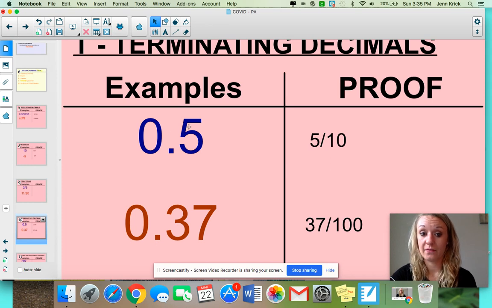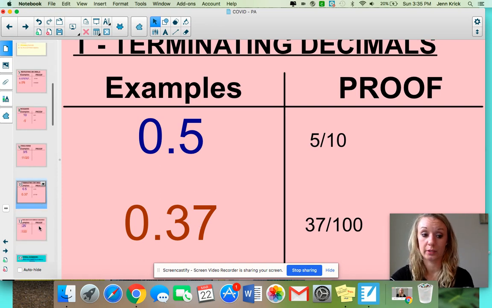Another hint for you, if you have one digit in your terminating decimal, you should have 1 zero. If you have 2 digits, you should have 2 zeros. So it's a good way to make sure that you're doing it, okay?